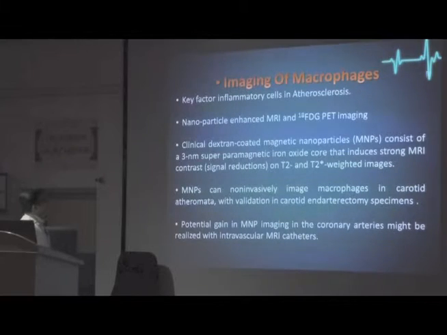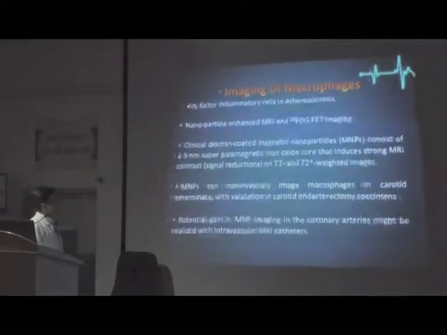Imaging of macrophages. Macrophages are key inflammatory cells in atherosclerosis. Nanoparticles in MRI or F18 FDG PET imaging. The clinical dextran-coated magnetic nanoparticles consist of a 3 nanometer superparamagnetic iron oxide core that induces strong MRI contrast on T2 and T2 star weighted images. The magnetic nanoparticles can non-invasively image macrophages in carotid atheromata, with validation in carotid endarterectomy specimens. Potential gain in magnetic nanoparticle imaging in the coronary artery might be realized with an intravascular MRI catheter.